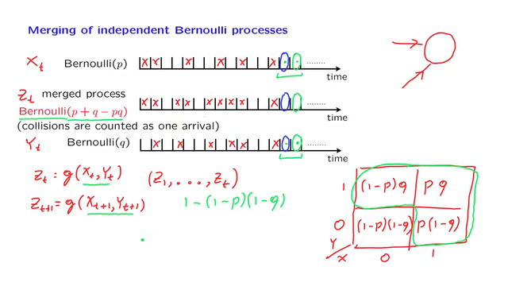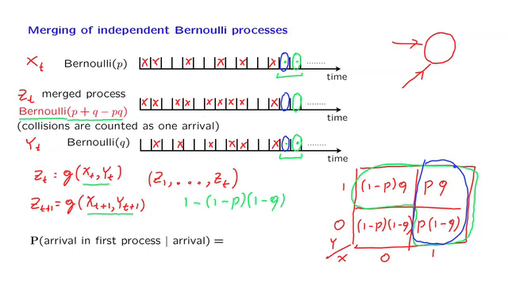Now let us end by answering one more question. If I tell you that at a certain time slot there was at least one arrival in the two processes, which means that there was an arrival in the merged process, what is the probability that there was an arrival in the first process? Now, the event that there was an arrival in the first process is this event here. So we're trying to calculate the conditional probability of the blue event given that the green event has occurred.